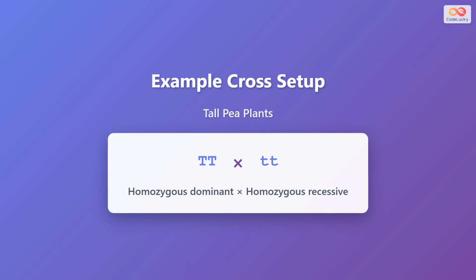Let's work through a practical example using pea plant height. We'll cross a homozygous dominant tall plant with genotype capital T capital T with a homozygous recessive short plant with genotype lowercase t lowercase t. This cross between two pure breeding parents will help us understand the inheritance pattern clearly.